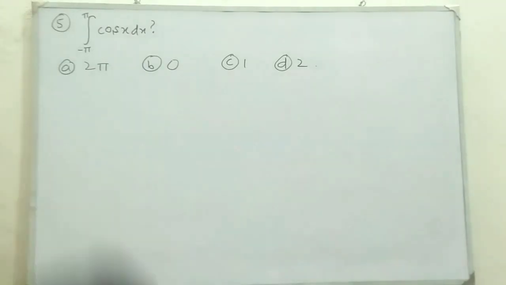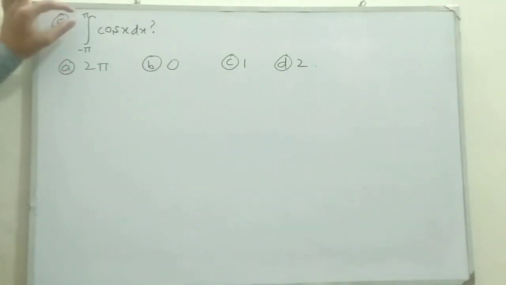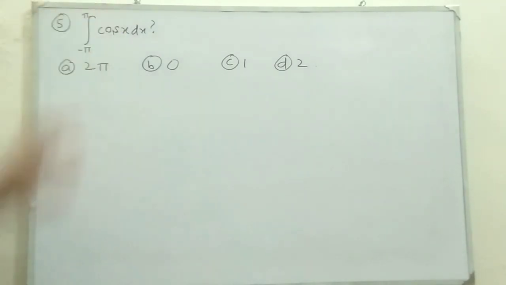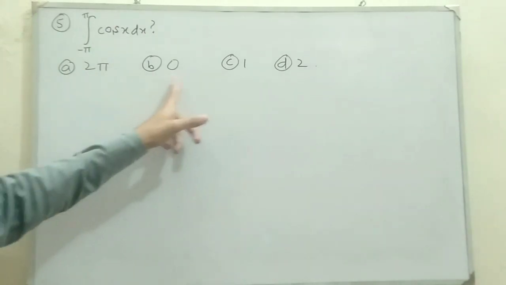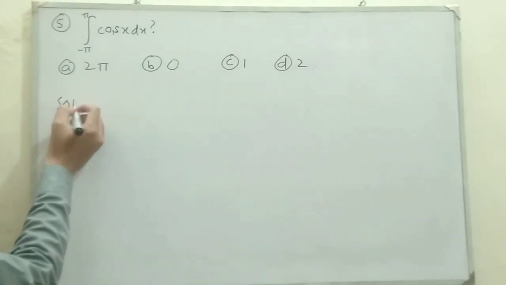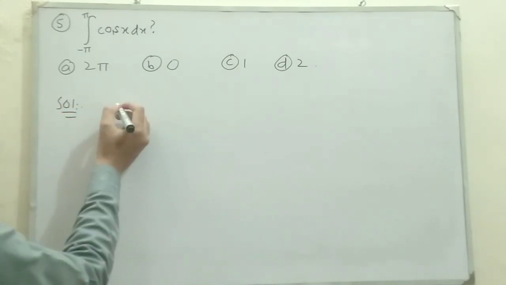It tells us to find the value of the integral with upper limit pi and lower limit negative pi of cos x dx. First option is 2 pi, B is 0, C is 1, and the last option is 2. So let's move toward the solution of this integration problem.